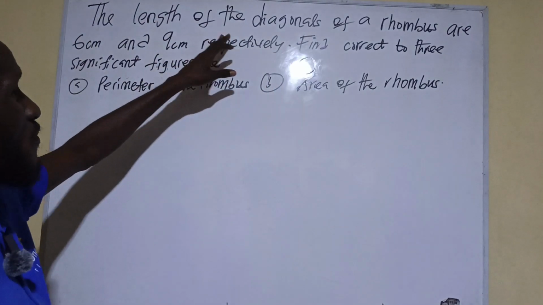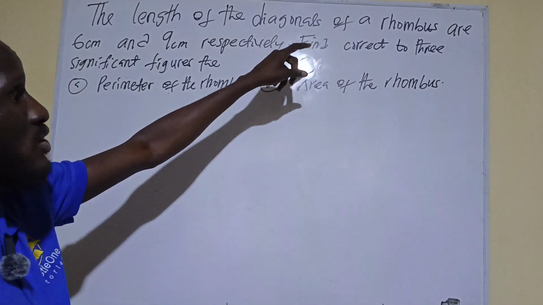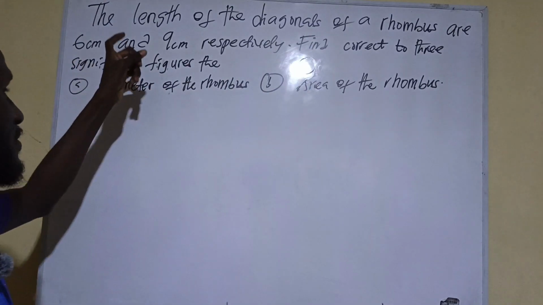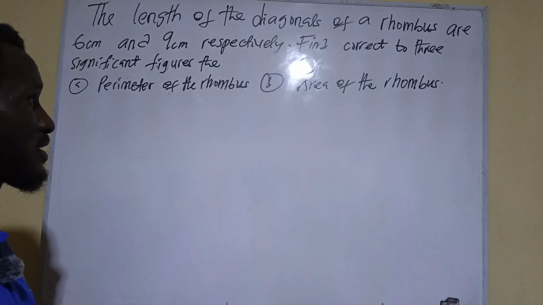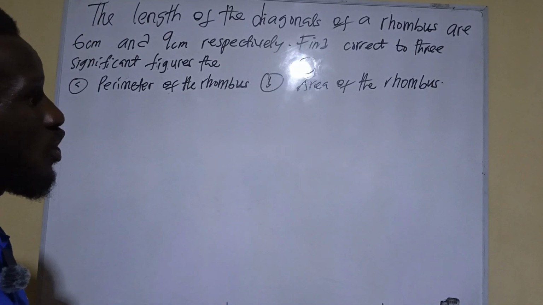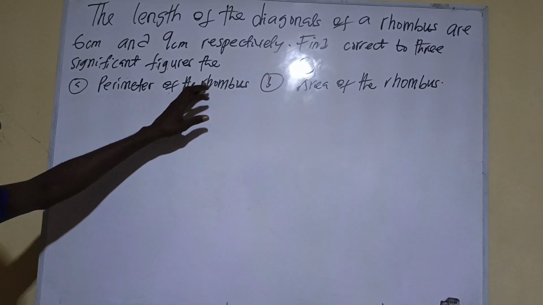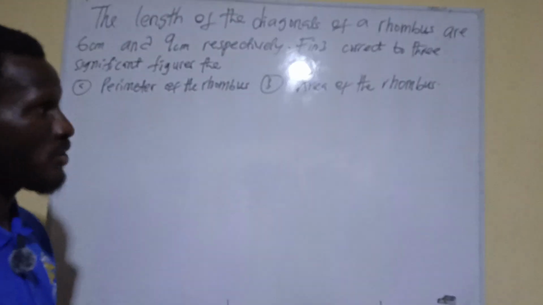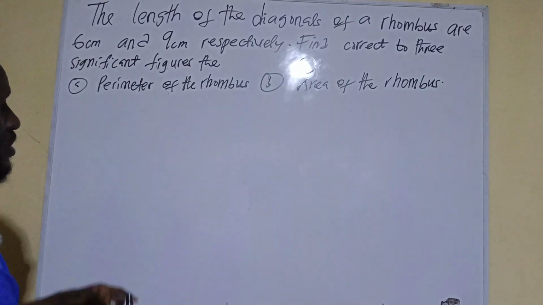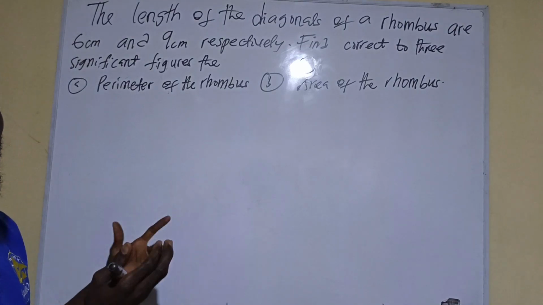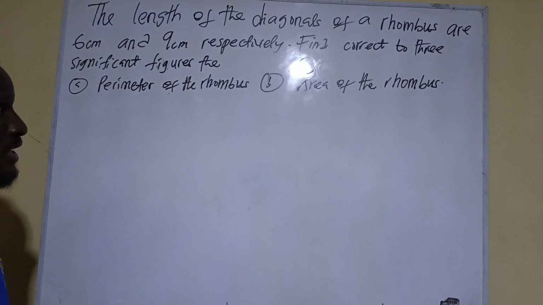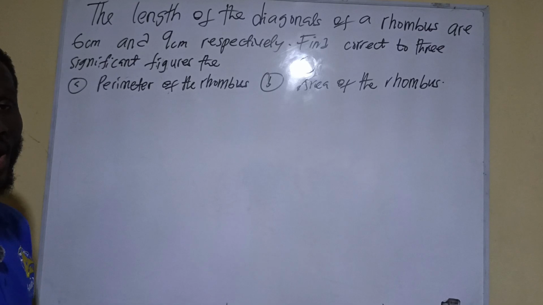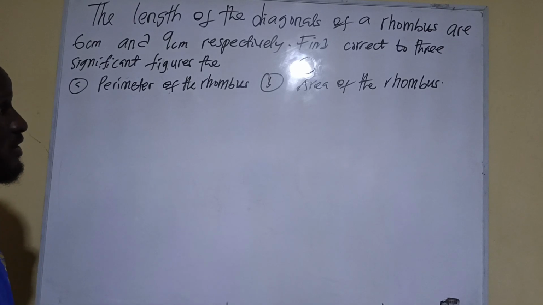The diagonals of a rhombus are 6 centimeters and 9 centimeters respectively. We have to find, correct to three significant figures, one, the perimeter of the rhombus, and two, the area of the rhombus. Of course, we can find the area right now without even thinking, but the most important thing is how we can find the perimeter of the rhombus.